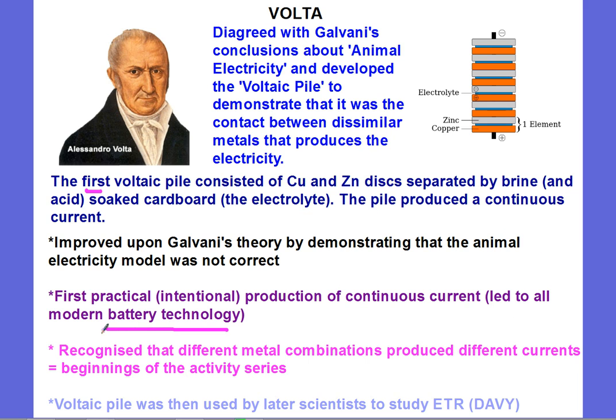He recognized that different metal combinations produce different currents. I think he ended up using zinc and silver voltaic piles because they produced a bigger current, and that led to the start of the activity series. And one of the other contributions was that his voltaic pile could then be used by other scientists to further understanding by doing more experiments, and one of those scientists was Davy.